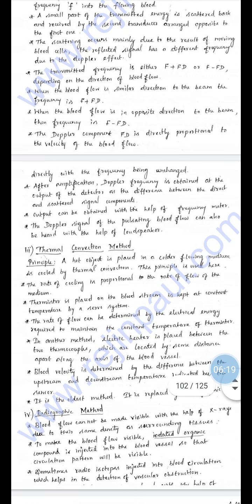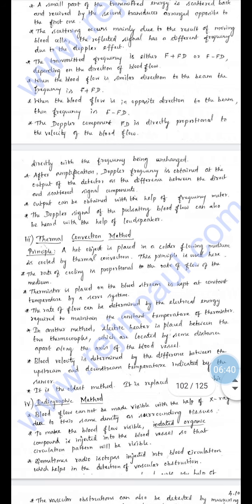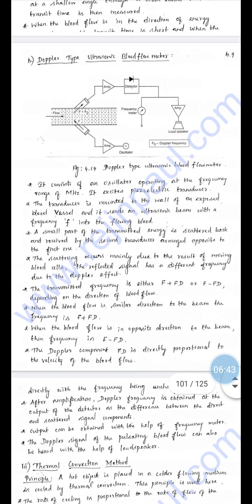After amplification, Doppler frequency is obtained at the output of the detector as the difference between the direct and scattered signal components. Output can be obtained with the help of a frequency meter. The Doppler signal of the pulsating blood flow can also be heard with the help of a loudspeaker. In the loudspeaker arrangement, we are able to hear if there is any mistake in our blood flow direction.